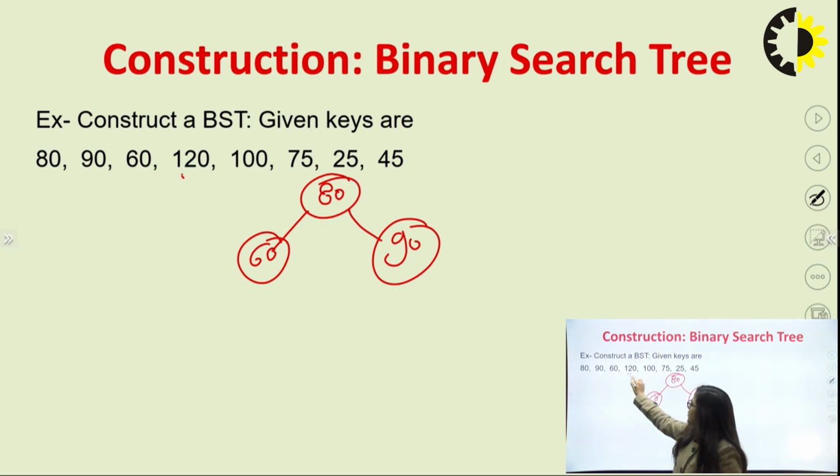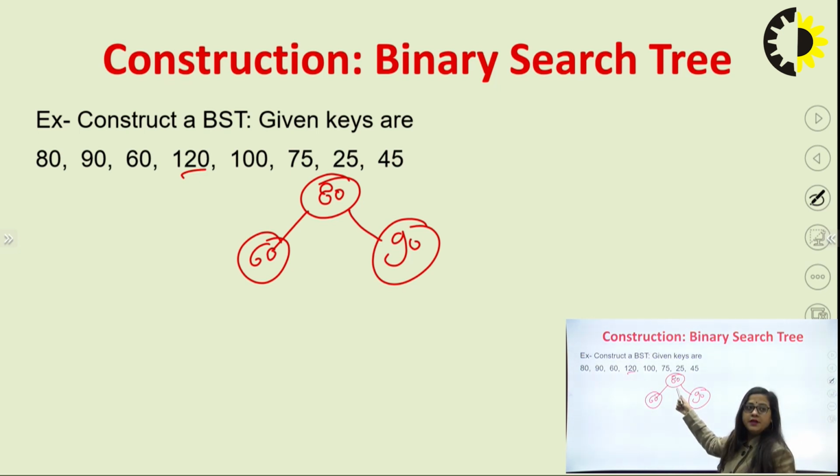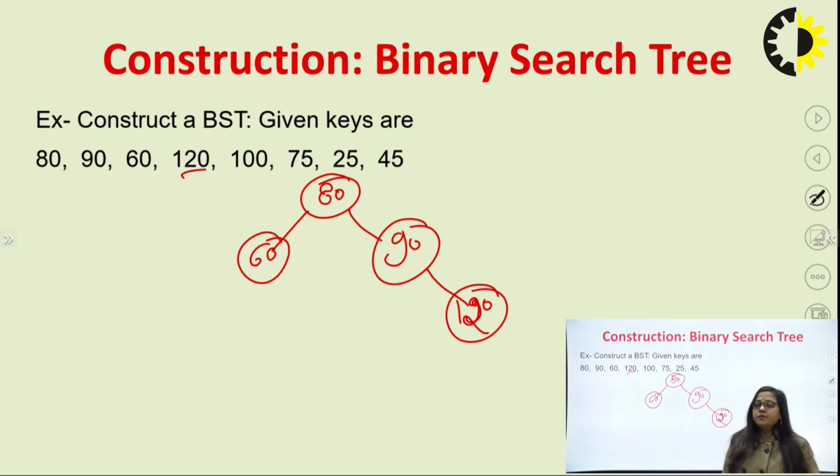Now the next one is 120. Where does it come? 120 is greater than 80, so move to the right side, then check 90. 120 is also greater than 90, so move to the right of 90. Next number is 100. Again check against the main node, then move left or right and check the same BST property.